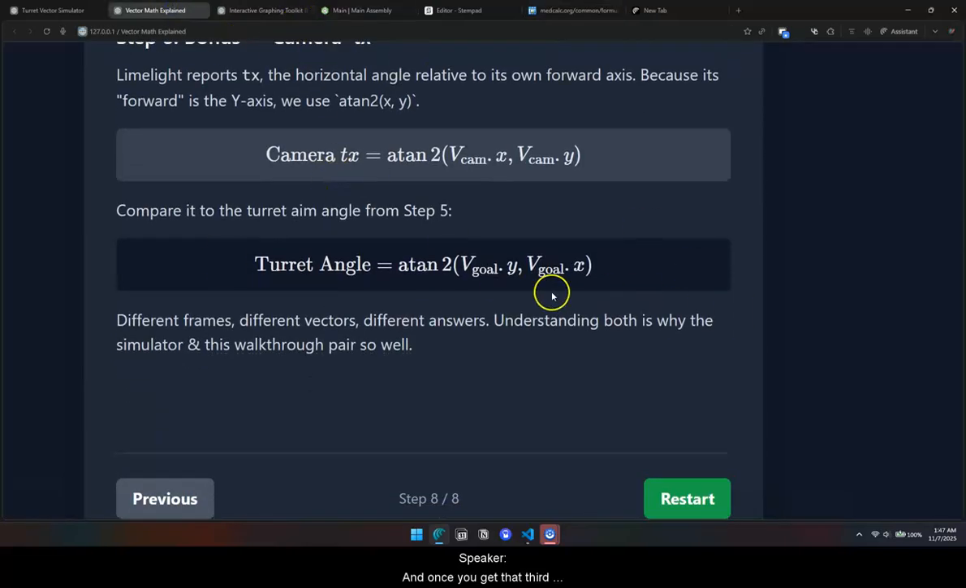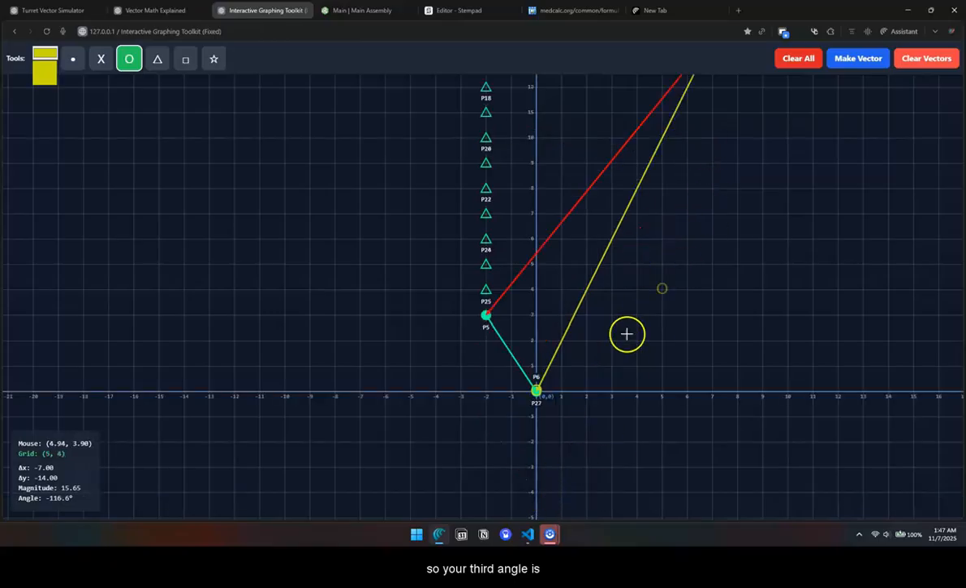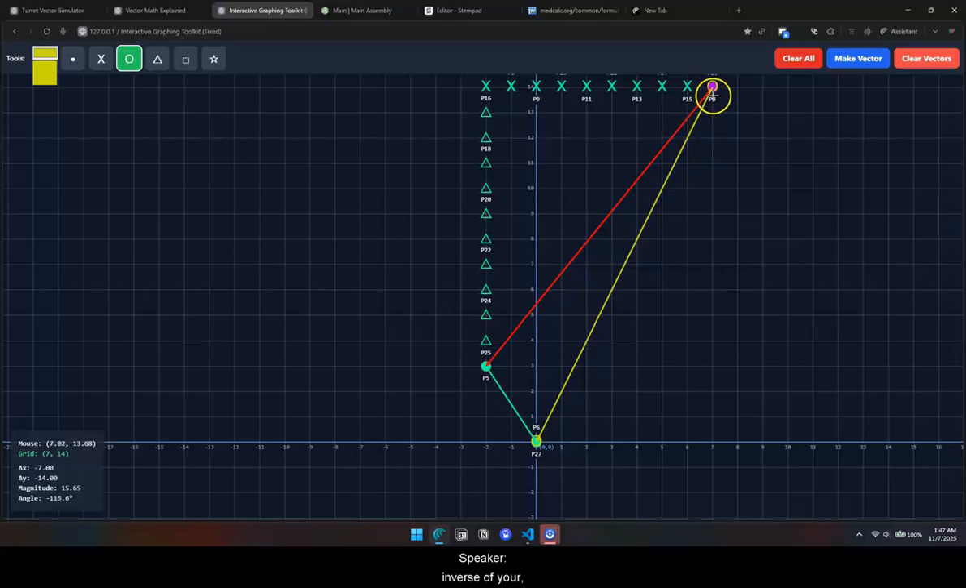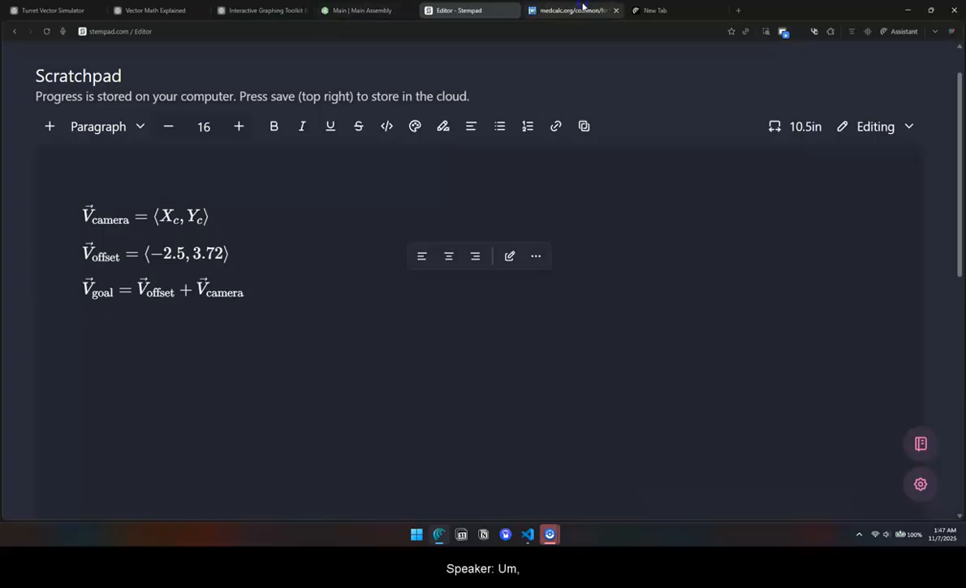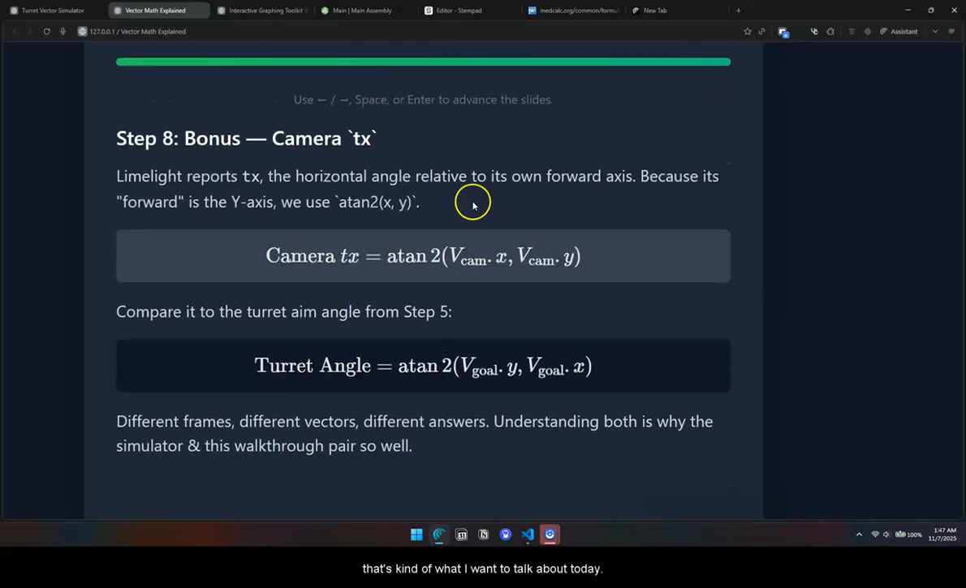And once you get that, third angle is easy. Third angle is really easy. So your third angle is basically tan inverse of your y component divided by your x component. You get your degree, you just go to that degree. Simple enough. Okay. That's kind of what I want to talk about at least today.